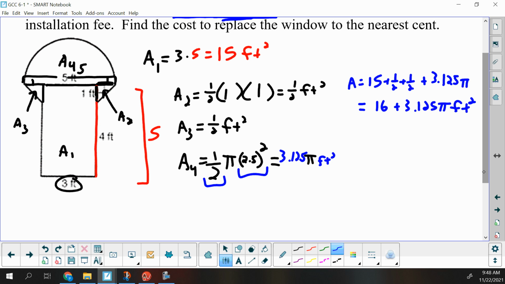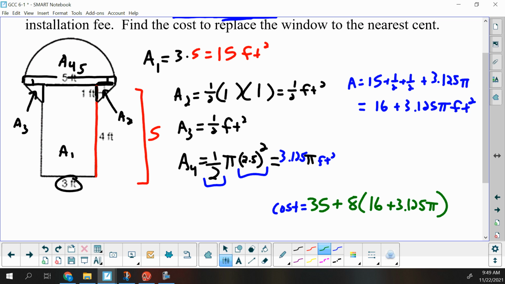To find our cost now, we have to take into account two things. We had to pay $35 up front for an installation fee. And then on top of that, we've got $8 per square foot. So we've got to do 8 times our number of square feet, which we found above was 16 plus 3.125 pi. And then they want us to round this to the nearest cent. We'll give you a minute to punch this in the calculator. Keep in mind, we are putting the pi button in this time. Pi is down on the bottom left.